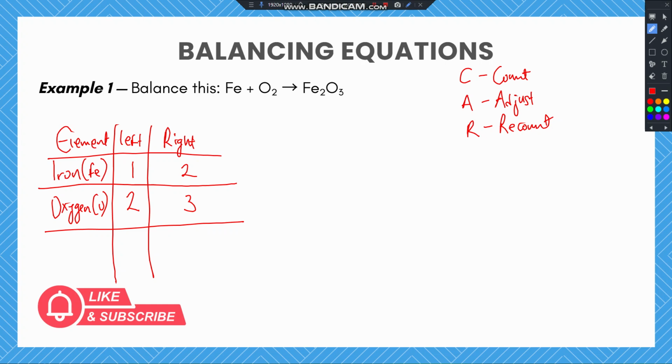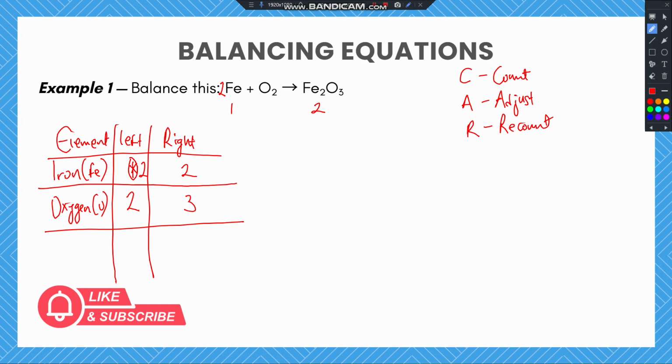So remember I said we leave oxygen for later. So that automatically means we begin with iron. I have 1 on the left and 2 on the right. So to balance iron, I simply put a coefficient of 2 over here to take the left hand side from 1 all the way to 2. Did you see how that was done? So now I have changed the coefficient for iron.